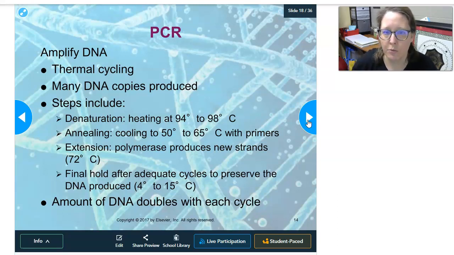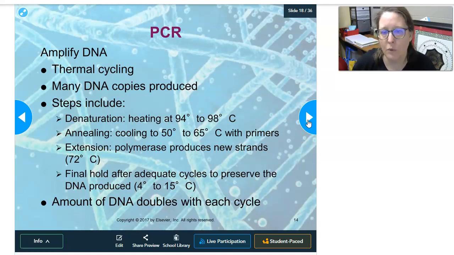So it uses thermal cycling, a cycling of temperatures, and in the end many copies of DNA can be produced. From one strand in as little as 30 cycles, you can produce 1 million strands of the same copies of that DNA. The steps of PCR include first a denaturation step.